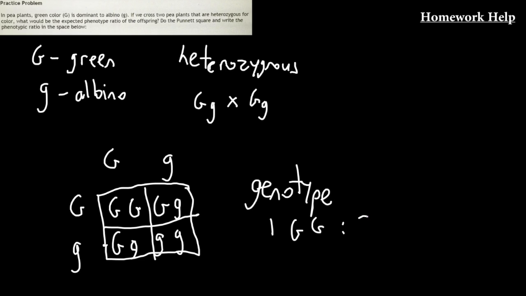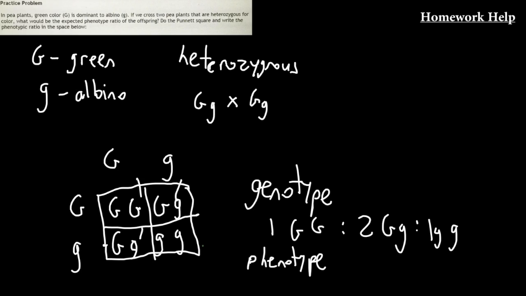It's asking for phenotype. Phenotype is what you can actually see. So in this case, it says that big G is dominant to albino. So if it's big G, it means that you're going to get the color green. So this one would be green, this one would be green, and this one would also be green. And only the little g, little g will be albino. Therefore, it's going to be 3 green to 1 albino. And this is the phenotypic ratio of these plants.